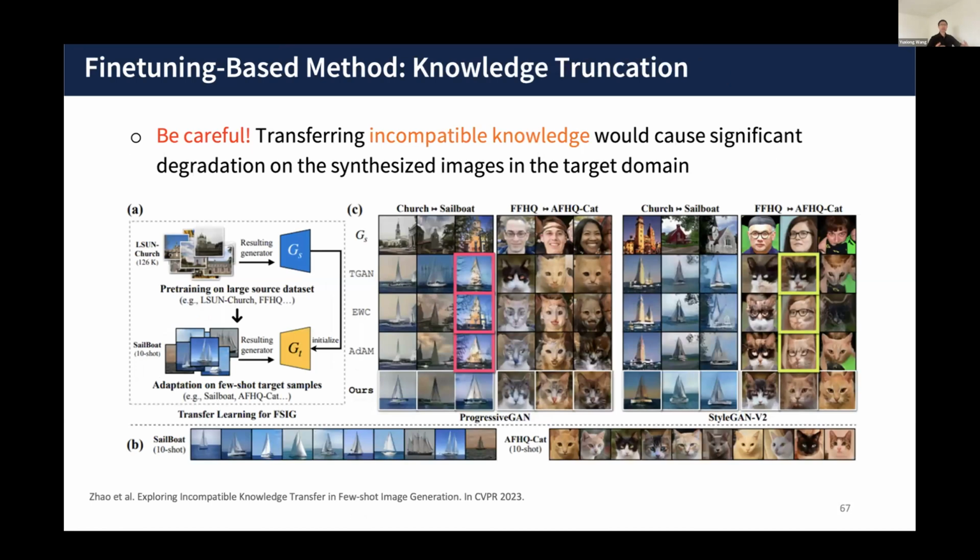While fine-tuning-based methods typically focus on how to preserve the knowledge from the source domain as much as possible, recent work suggests that this needs to be done in a very careful manner, as highlighted in the framed images. When blindly preserving all the information from the source domain to the target domain, existing methods could suffer from severe quality degradation on the synthesized images due to transferring incompatible knowledge to the target domain.